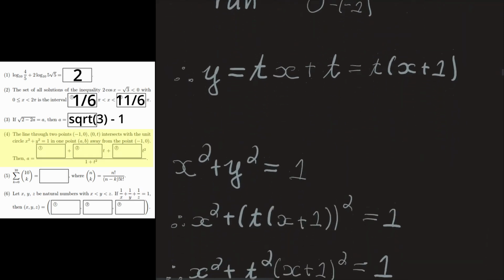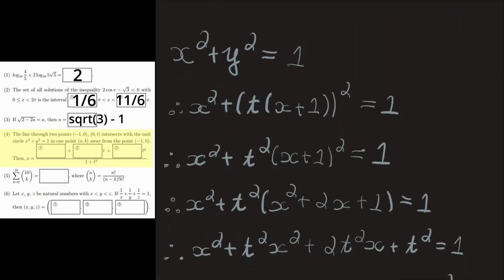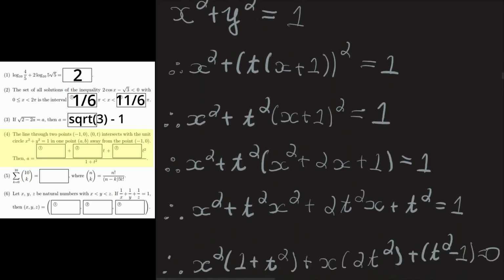So we have x squared plus (t times (x plus 1)) squared equals 1. And so we expand all this to end up with this equation at the bottom. And again, pause if you want to see all my steps, since I'm not going to explain every single one just to save time. Anyways, what you will notice is that once you expand everything, you can make this a quadratic function in terms of x. So the a value of this quadratic function is 1 plus t squared, the b value is 2t squared, and the c value is t squared minus 1. And that all equals 0.